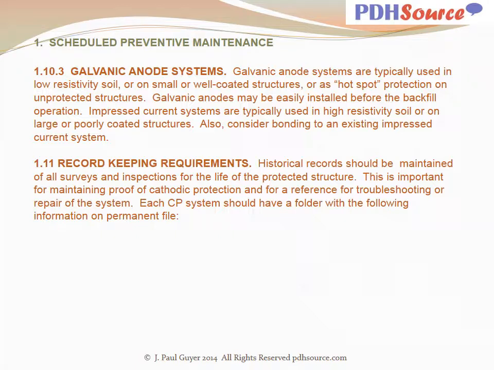Galvanic anode systems are typically used in low resistivity soil or on small or well-coated structures, or as hotspot protection on unprotected structures. Galvanic anodes may be easily installed before the backfill operation. Impressed current systems are typically used in high resistivity soil or on large or poorly coated structures. Also consider bonding to an existing impressed current system.